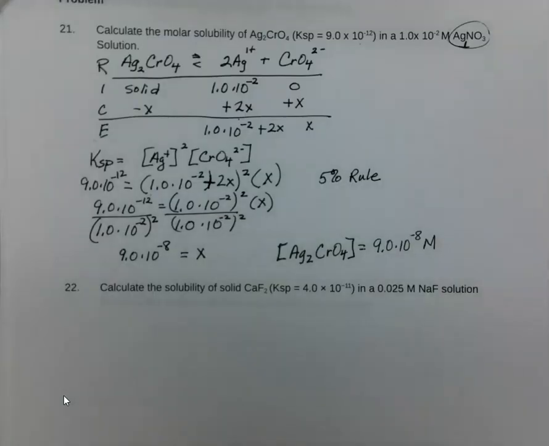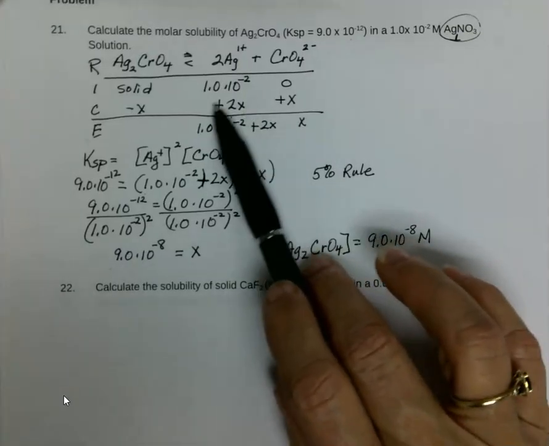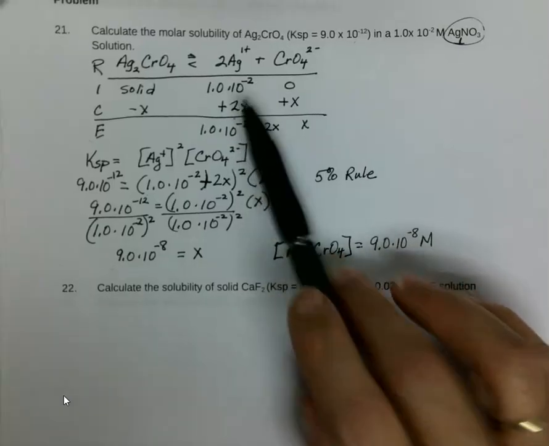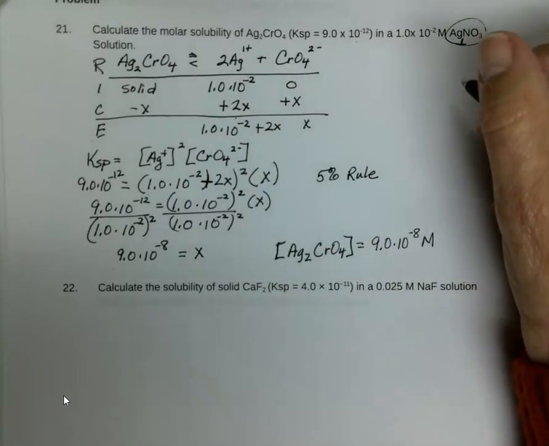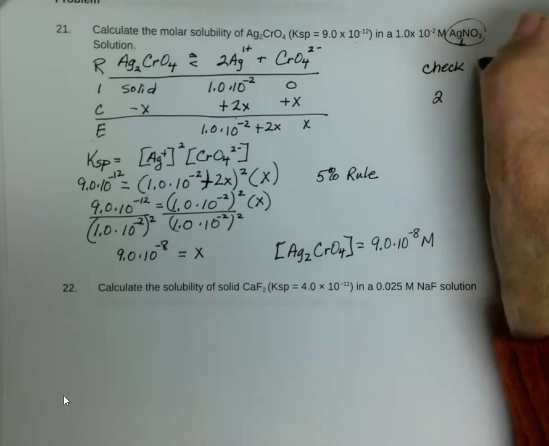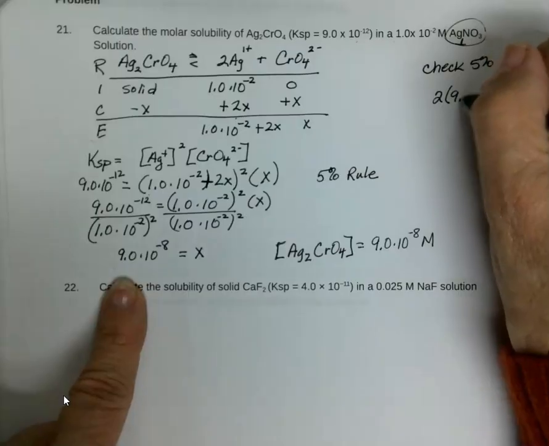Now, I do want to show you real quick on there how to check the 5%, okay? What we're going to do is calculate the change, okay? So this change that happens here, and see if it really is less than 5%. To check that, this is going to be a check on the 5%. So we're going to take 2 times our change.